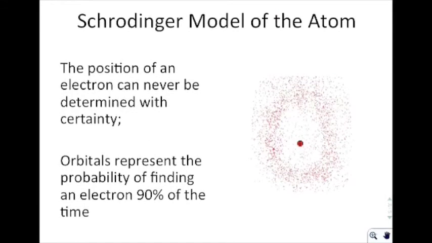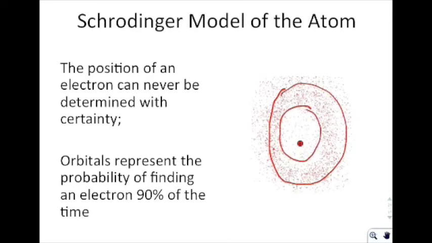So you have the Schrodinger model of the atom, and one of the things for the Schrodinger model of the atom is you can't know the position of an electron. You can't say the electron is here and it's going around in a circle. You can't say that. Instead, you say there is a probability ring in which the electron is most likely within this ring right here, and I'm going to call this ring an orbital. That's what they're referring to when they talk about orbitals in the future.